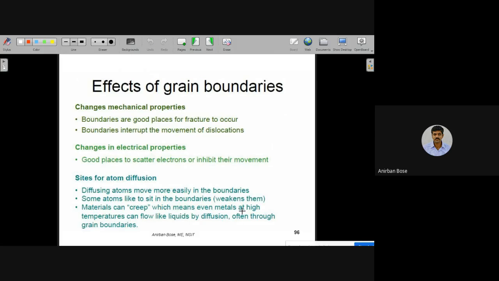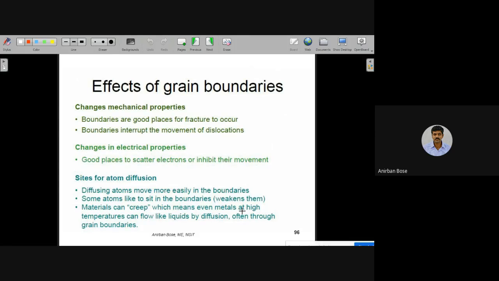Now, the effects of grain boundaries on the mechanical properties are very, very important. We'll discuss much more in the material properties section, definitely. But to give some idea, boundaries are good places for fracture to occur. Already, you know, this is the defective region, so definitely a good place for the fracture to occur. Boundaries interrupt movement of dislocations since in the boundary region the free energy is very high. The distance between the atoms is either large or very small. So in that case, definitely the strain fields are there.